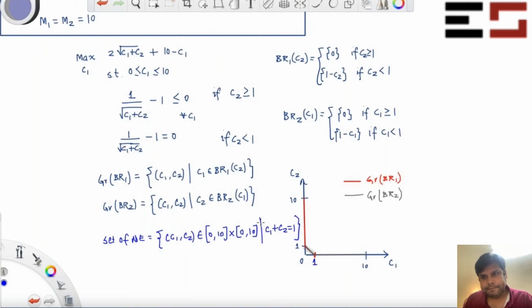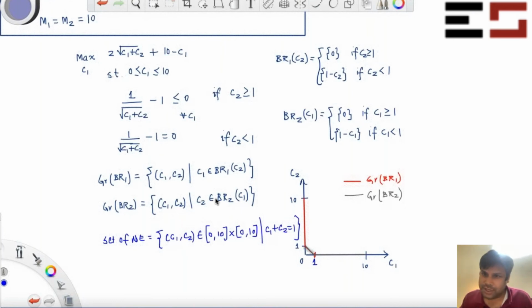Any questions? Let me ask you this question. Is this Pareto efficient? Let me give you one Nash equilibrium. Just think about half comma half.